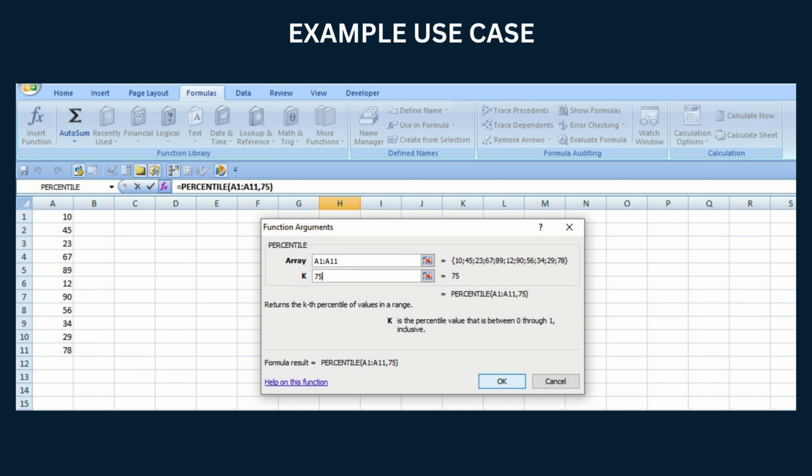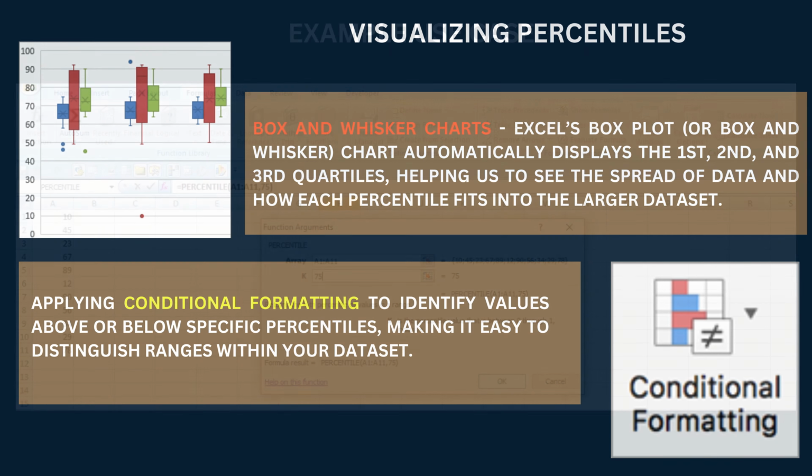Suppose we have a list of student scores and want to determine which students fall above the 75th percentile, meaning the top 25% of scores. Step 1 is to calculate the 75th percentile with =PERCENTILE.INC(A2:A21, 0.75). Step 2 is to use conditional formatting or a filter to highlight or list students with scores above this threshold.